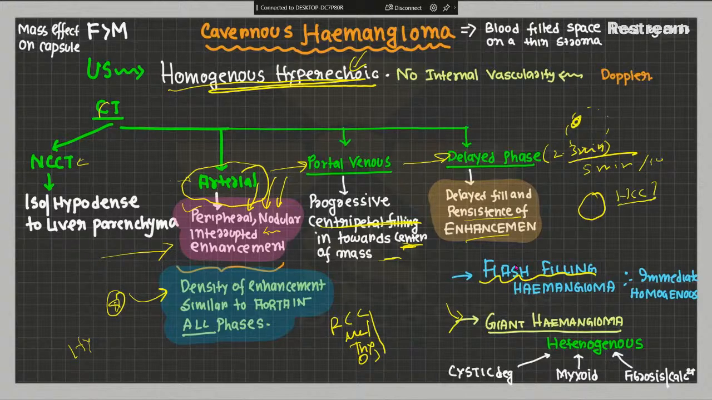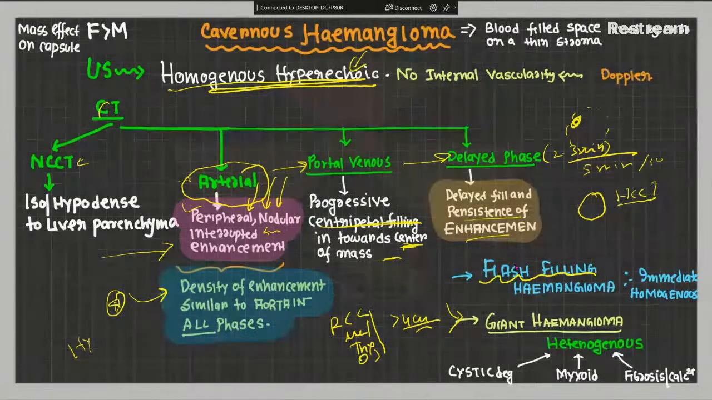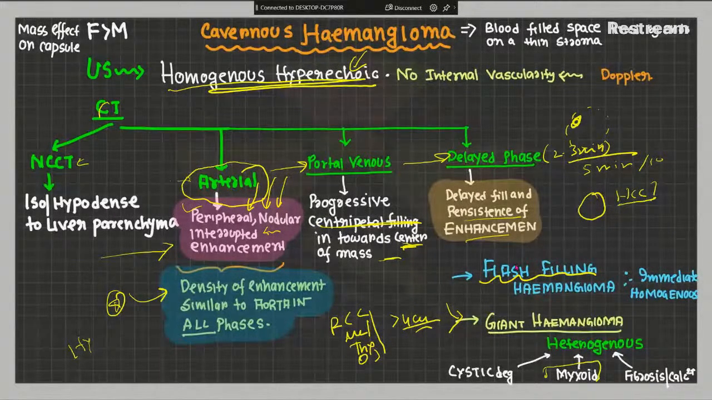Coming to giant hemangioma. What is a giant hemangioma? If it is greater than 4 cm in size, then that hemangioma is called a giant hemangioma, or sometimes they also call it atypical hemangioma. Why atypical? I told you, usually it is homogeneous. It is homogeneous if it is small in size. But when it is giant, then it becomes heterogeneous. Why does it become heterogeneous? Because of 2 or 3 reasons. Suppose there is intratumoral hemorrhage. Suppose there is fibrosis inside. Or in cases of mixed myxoid degeneration, it becomes heterogeneous. And in that case, imaging may vary from the typical one.